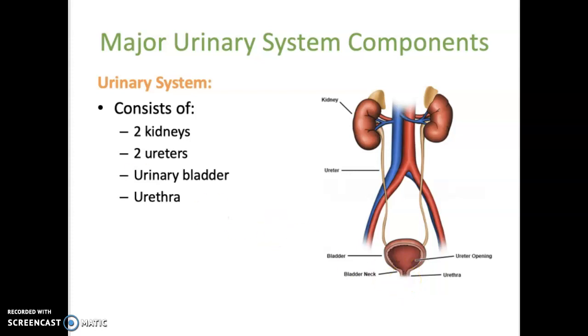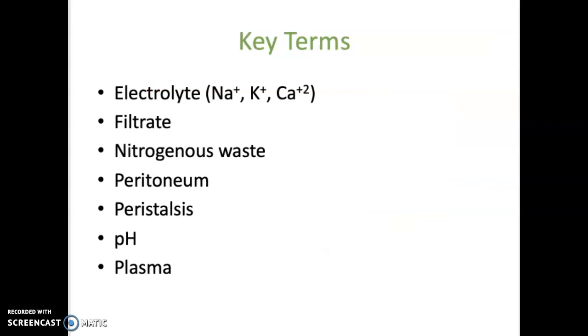The major functions of the urinary system include regulation of body fluid composition. Mainly this would be the blood and the interstitial fluid that surrounds all of the tissues of the body. Also, formation of urine, and this is actually the result of the first function that I mentioned, regulation of body fluids. Key terms related to the urinary system are listed here.